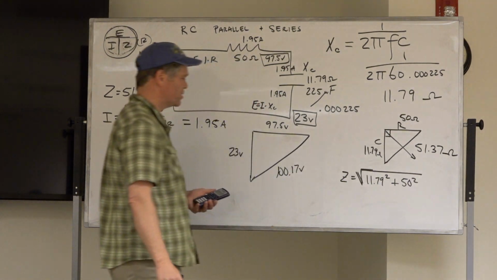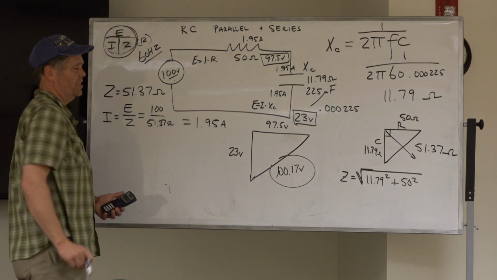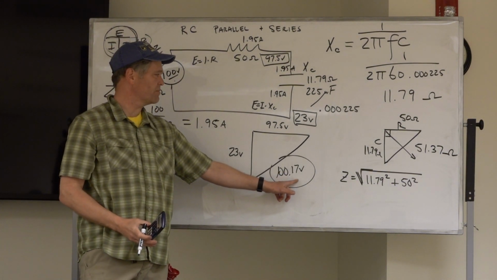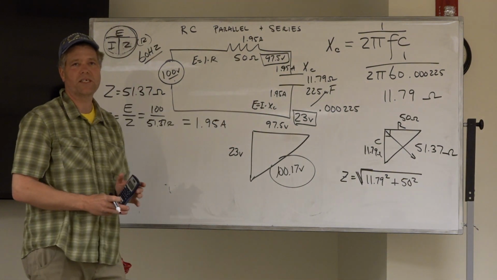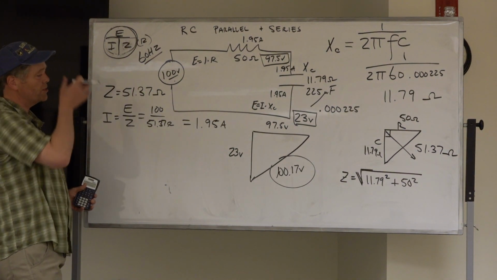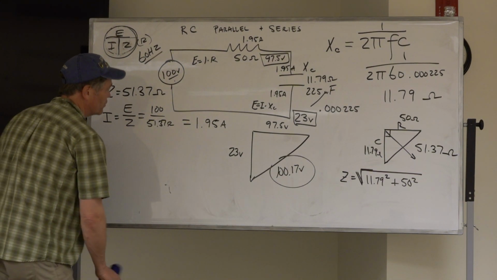Remember, these are volts, so that justifies this. The 0.17 is my rounding error. I remember I rounded pretty well to get to this. I rounded a little bit to get to there. I rounded in a few places. But that is legitimate, so I'm going to erase that now that I've proven that.